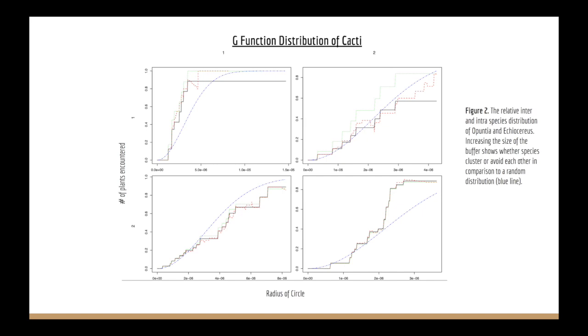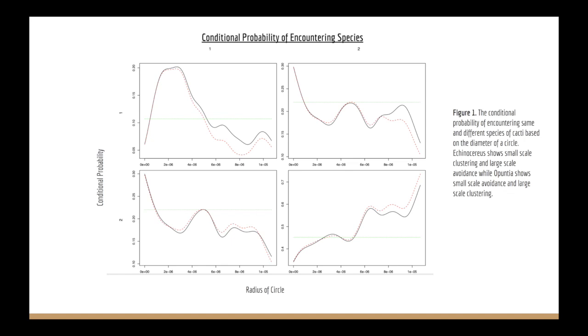Both graphs show that at a larger scale, both species are avoiding each other. This next graph uses a similar conceptual framework as we just talked about with the circles. The difference here is that the y-axis describes conditional probability of encountering individuals within a certain radius, either of the same or different species. The green line here represents a random distribution, where the probability of encountering individuals remains constant as we increase the size of the circle.